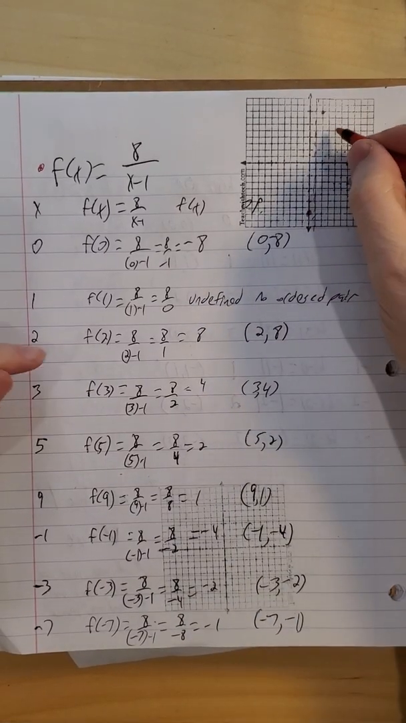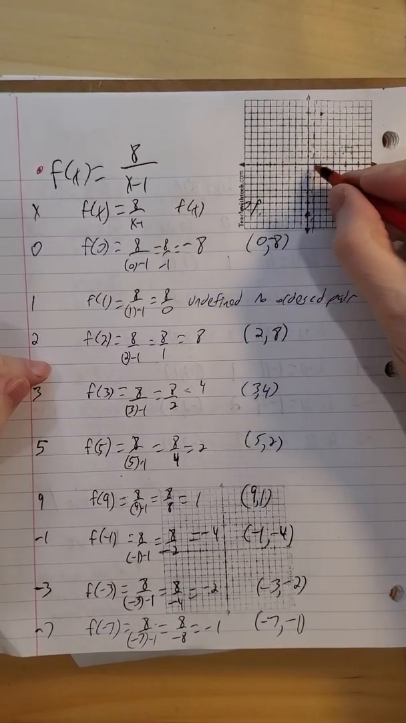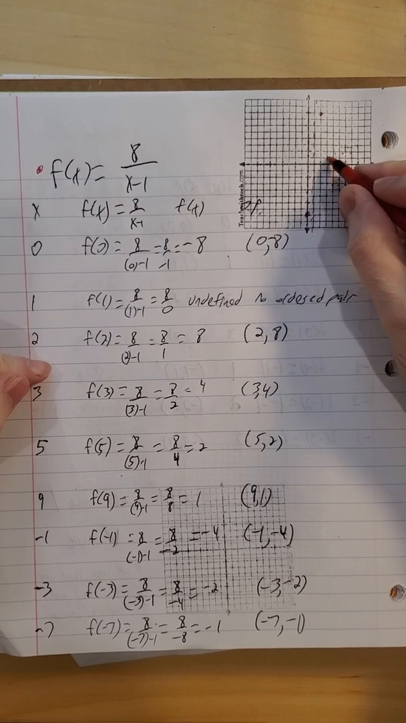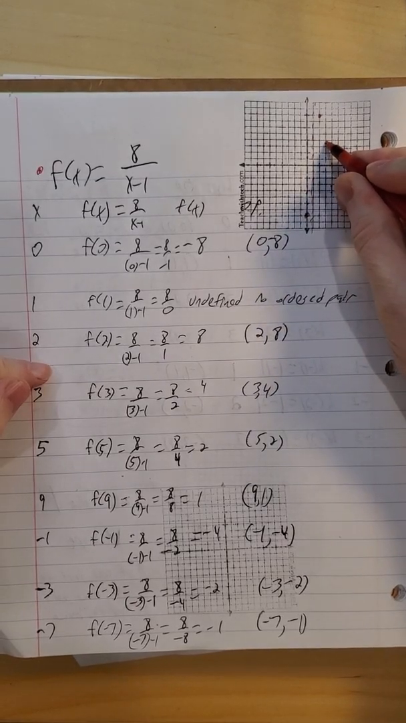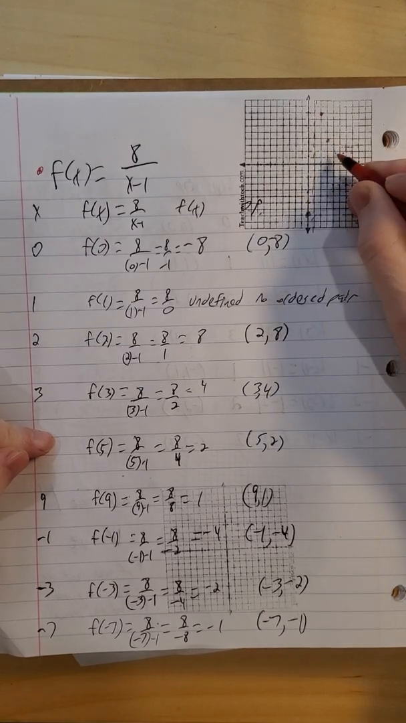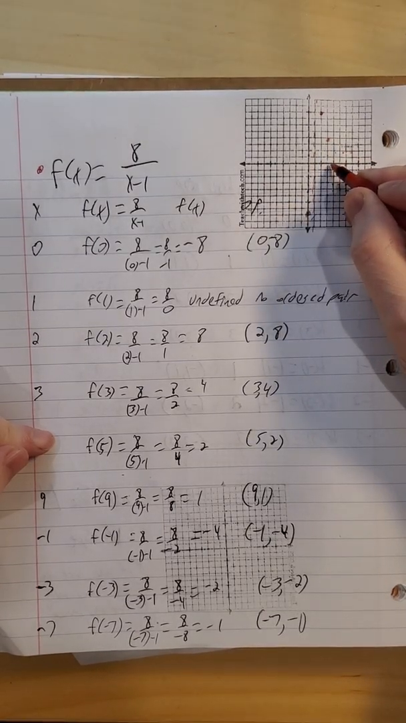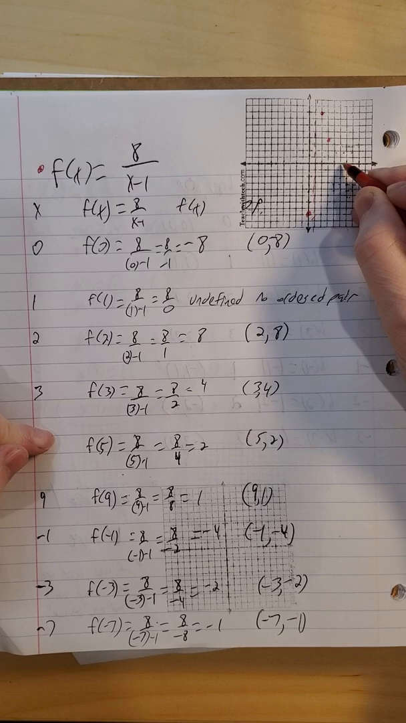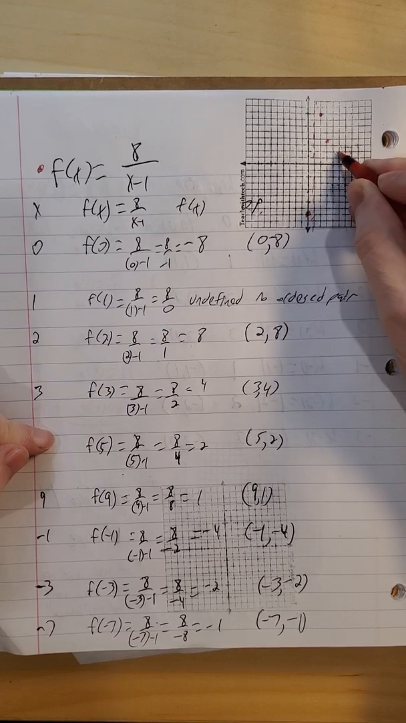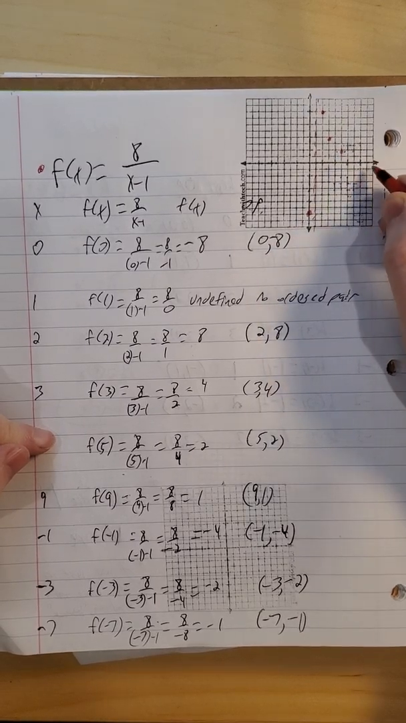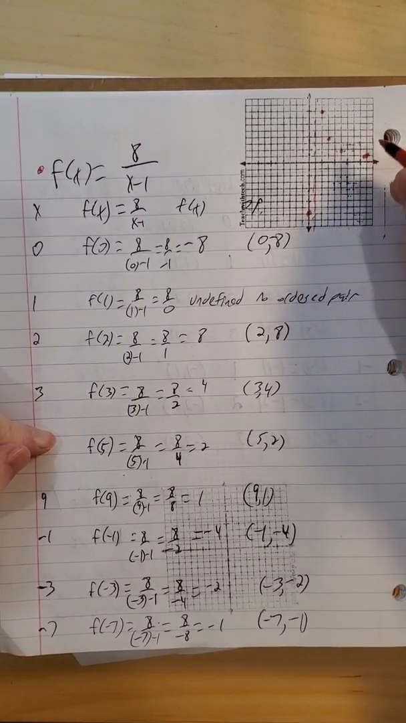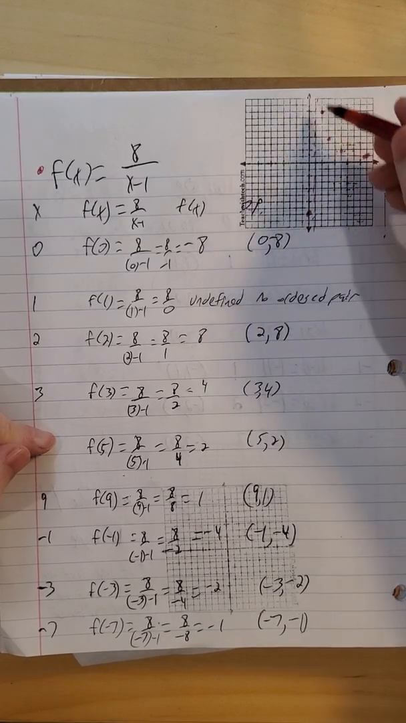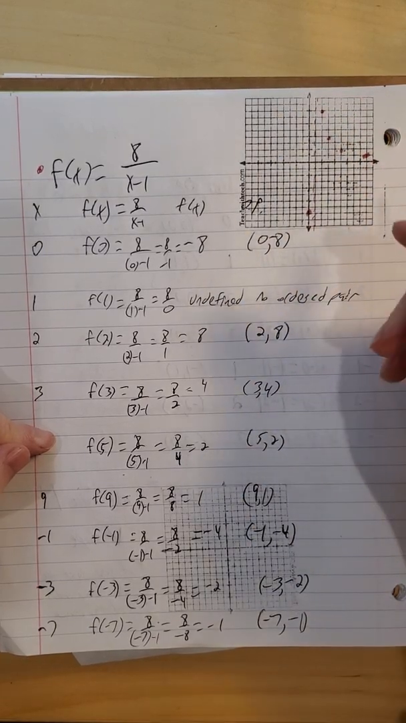Continuing to plot, we had our 2, 8. We also have 3, 4. And remember, the order is important on these. We have 5, 2, so 3, 4, 5, and up 2. And we have 9 and 1. So it looks like we have a curve heading that way.